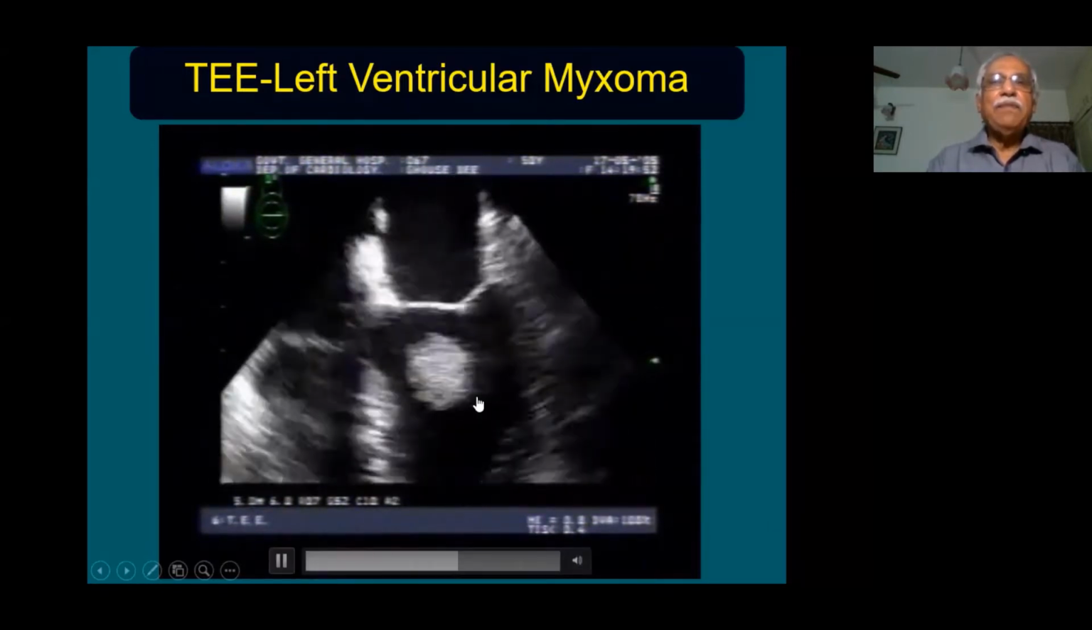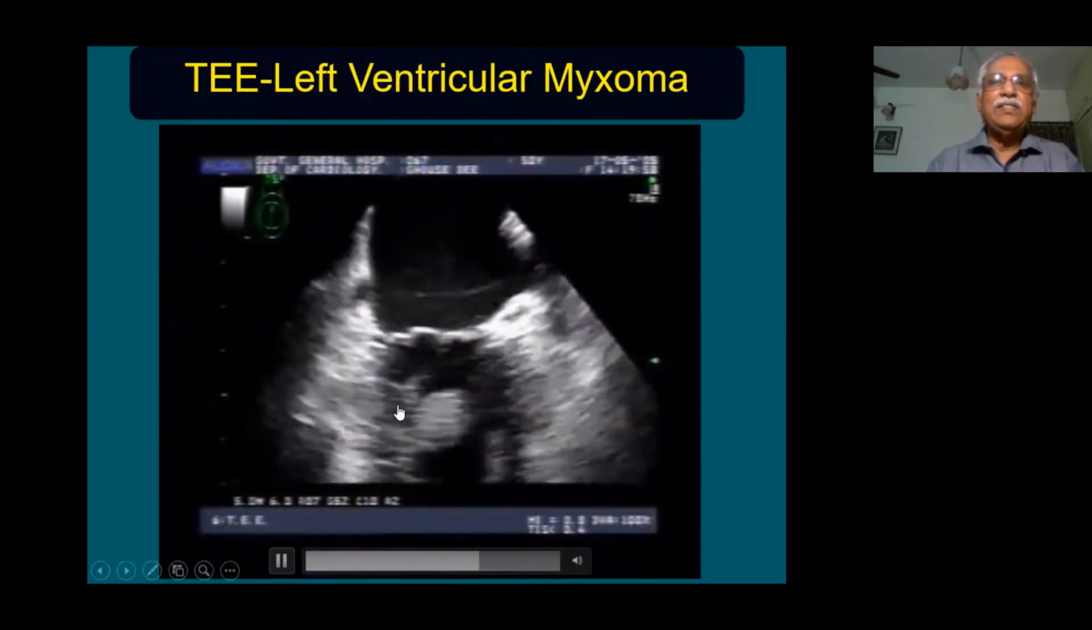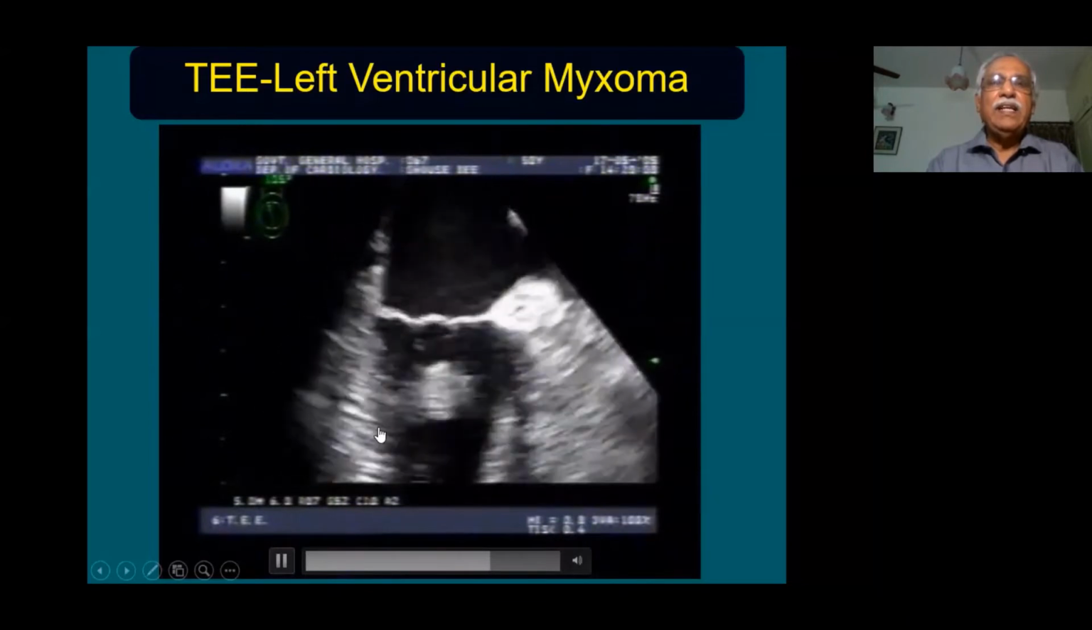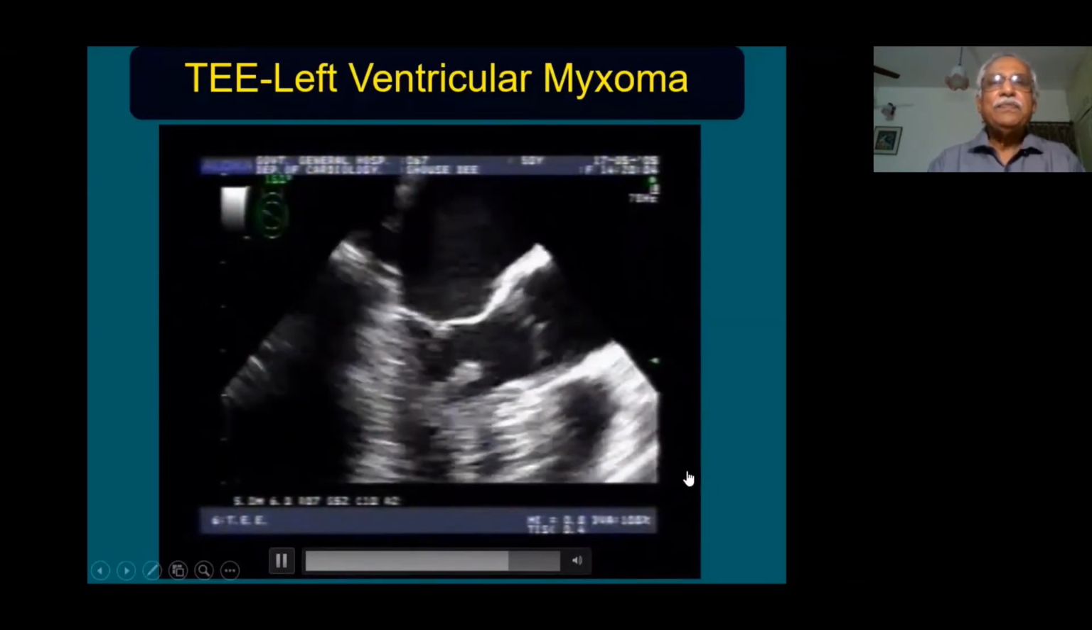Here we have expanded the picture. It is not arising from the septum. It is actually attached to the anterior wall of the left ventricle. Now you can see clearly the attachment in the two-chamber view.